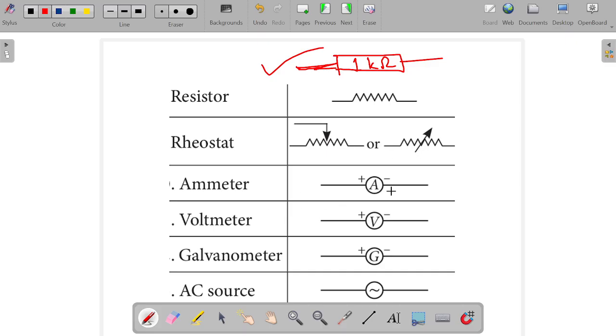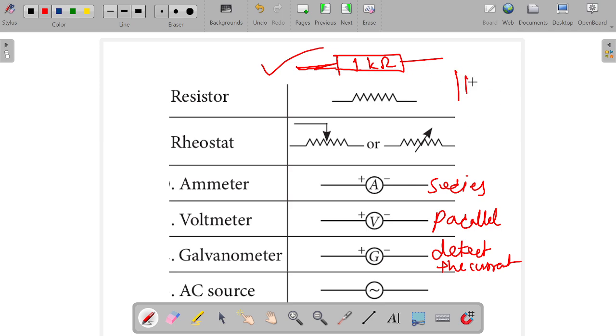An ammeter is the device which measures current. This ammeter is always connected in series, and the voltmeter is always connected in parallel. So we are going to see series-parallel arrangements. A galvanometer is the instrument which detects current; even very feeble current can be detected with a galvanometer. The AC source is denoted by this symbol. The device which provides the potential difference across the circuit is the cell or battery.